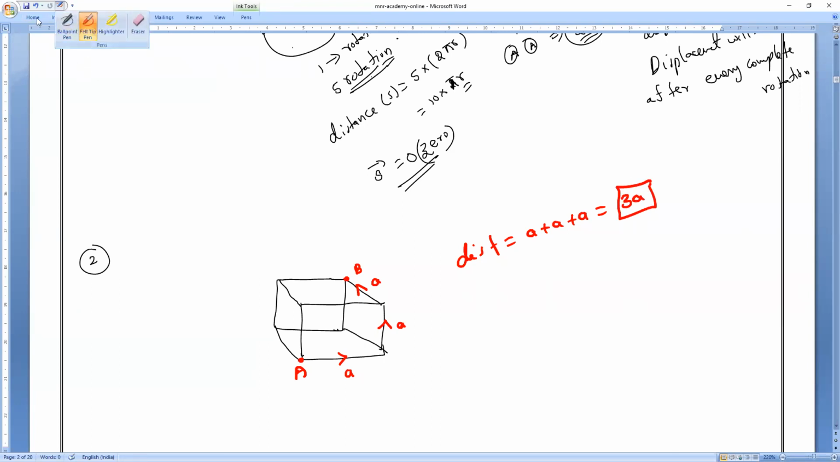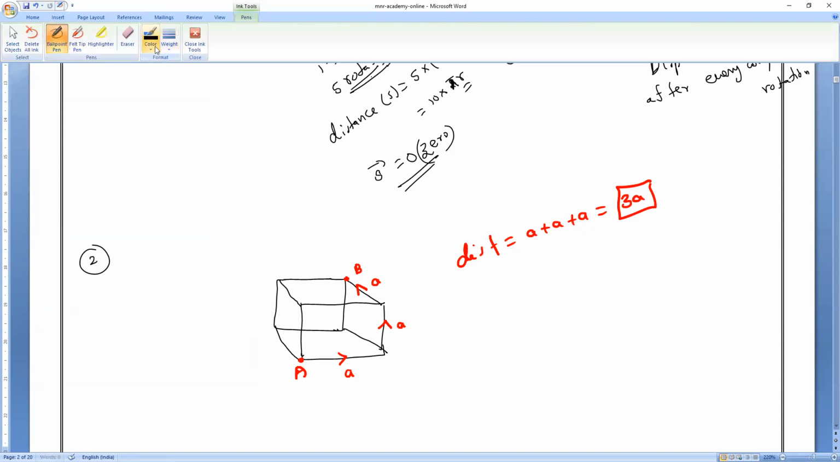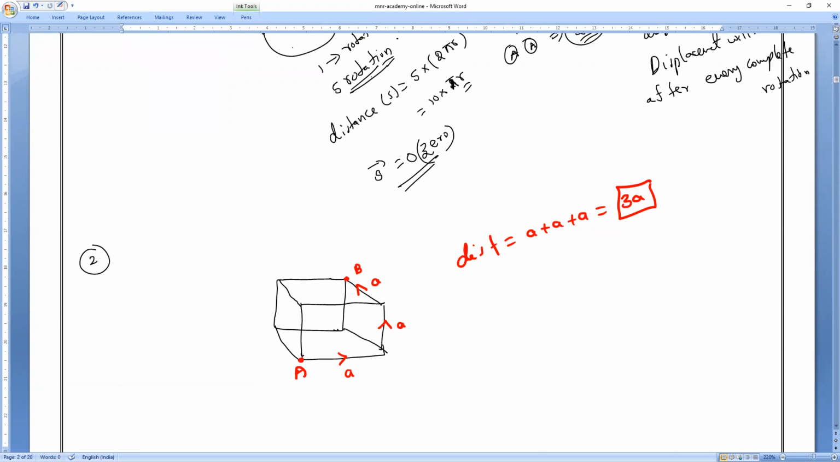But now I want displacement. Let me see who will say displacement. Root 3 a, sir. How is it? Diagonal. Yes, that is it. Very, very good. We want to find the shortest path. The shortest path is called what, guys? Displacement. Clear, everybody?